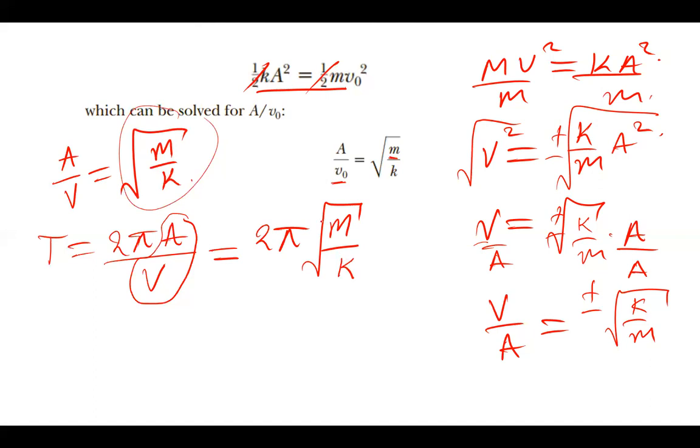These formulas I'm showing you are very important. They are the ones that will solve the tutorial sheet. So make sure that you know them. So I have 2 pi root of M over K. That's the formula for the period in terms of M and K, in terms of the mass and the spring constant.